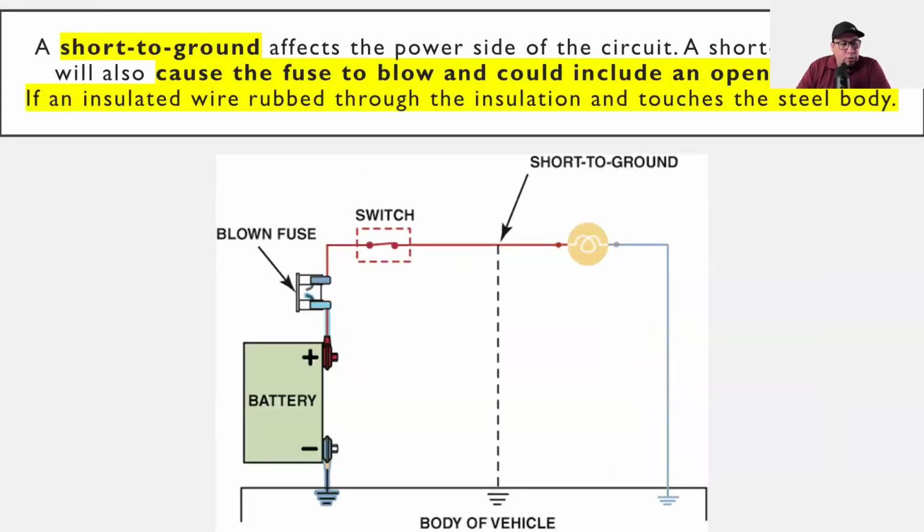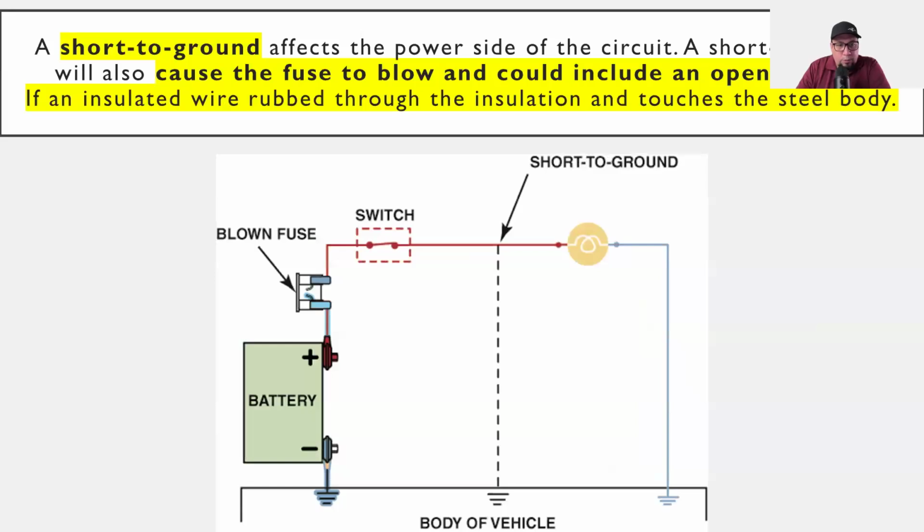Now let's look at a short to ground picture. Okay, so we have a short to ground picture here, and we have a basic circuit. The thing that we want to point out is the fuse is blown. Okay, so short to ground will cause the fuse to blow. It'll create an open circuit.